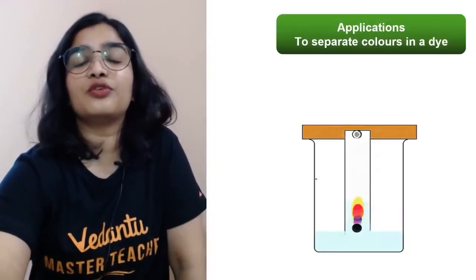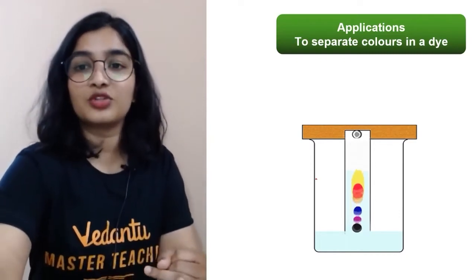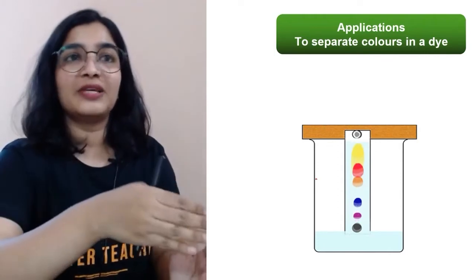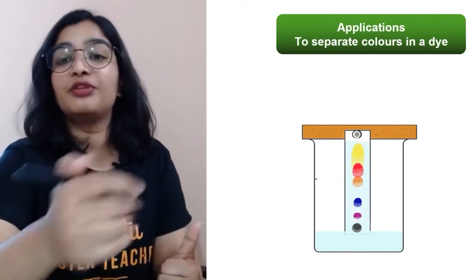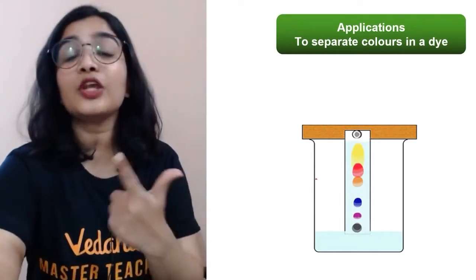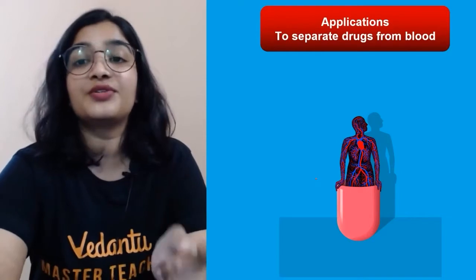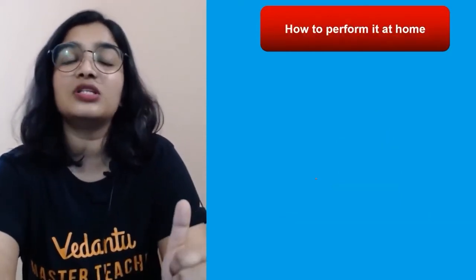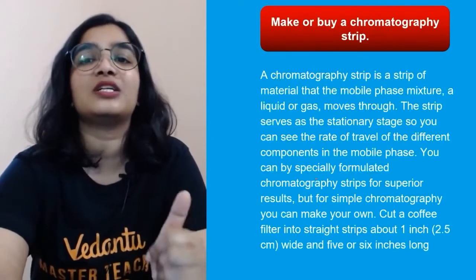Okay, so what are the applications? First, to separate colors in a dye, which is important. For example, take ink. Ink is basically water soluble, so it will have water and dye. Now in that dye, what are the different pigments present? Using this chromatography technique, you can know. Second, to separate drugs from blood, so here also chromatography plays an important role. Now the main challenge is, how to perform it at home.